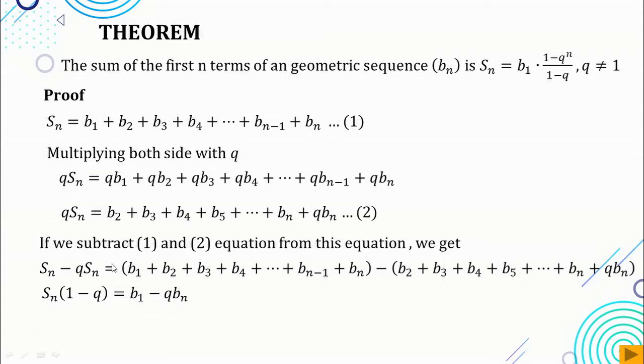We know that b1 cannot be subtracted from the right side, so it's still b1, and then b2 can be subtracted with b2. So all of them are cancelled out, but they just leave b1 and then k bn, everyone. So from here, it's true that Sn equals (b1 minus k bn) over (1 minus k).